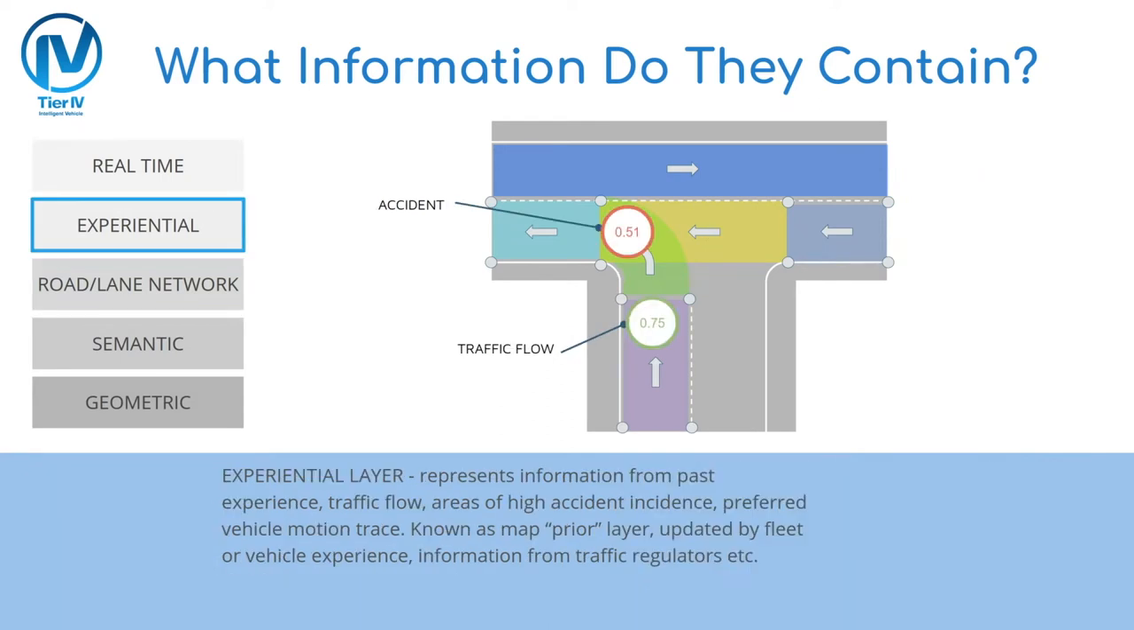The experiential layer is used to represent information from experience, either direct from a specific vehicle or the aggregated past experience of a fleet of vehicles. It can represent things like expected traffic flow in a particular lane or the historic incidence of accidents in a given intersection. Autonomous vehicles can then plan routes to account for such information and potentially improve efficiency in travel time and fuel consumption. This layer is also known as a map prior layer and can be updated incrementally according to vehicle experience or by periodic update from a fleet management system.